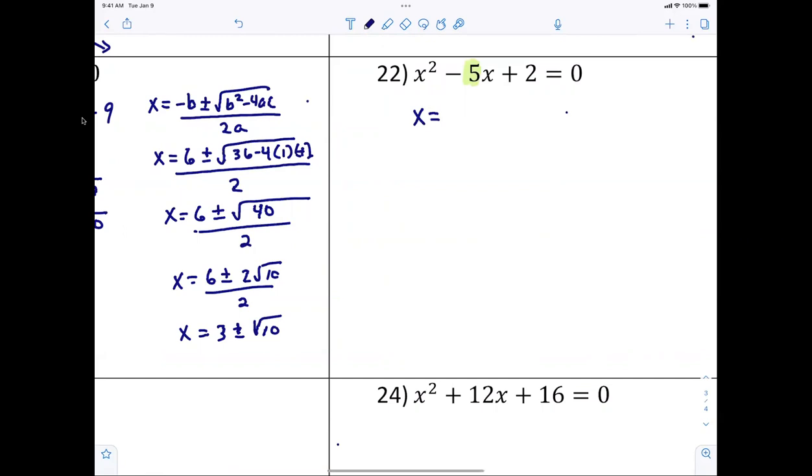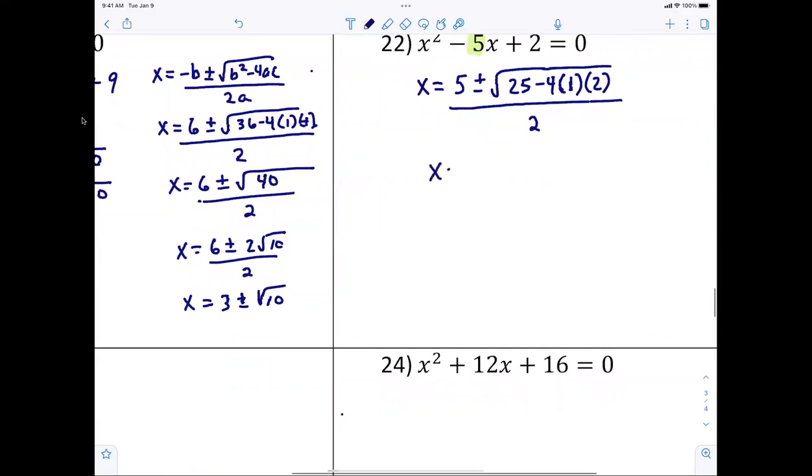X equals negative b. So that becomes a what? 5 plus or minus the square root. And then what's b squared? 25 minus 4 times 1 times 2, all over 2. So now x equals 5 plus or minus the square root of what?